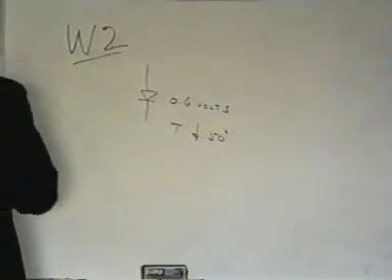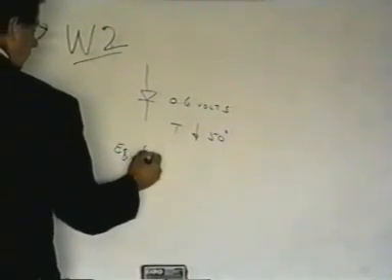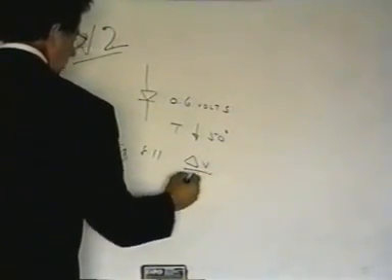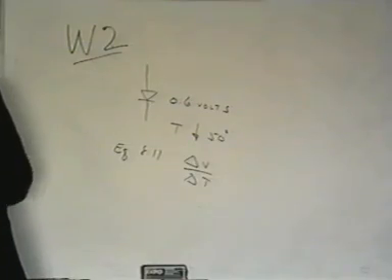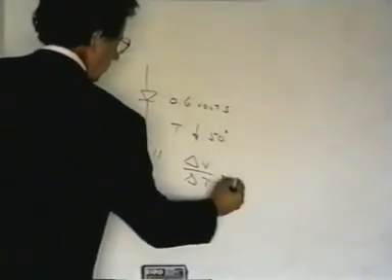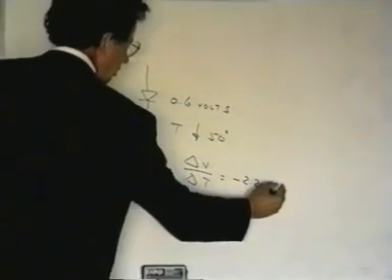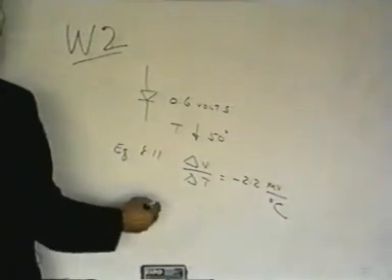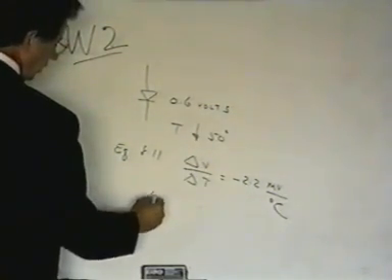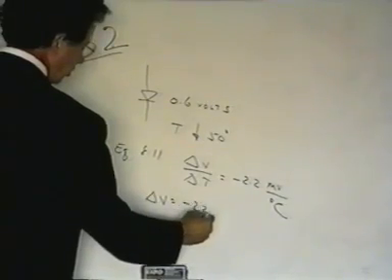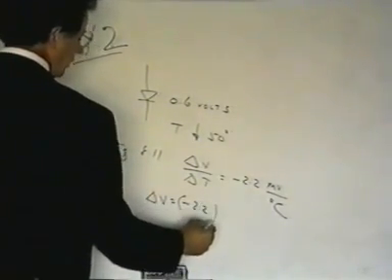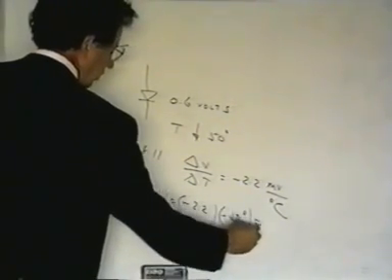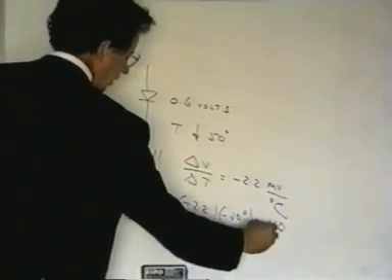Well, from equation 8.11, we know that the change in voltage with respect to temperature is approximately minus 2.2 millivolts per degree C. So if you're going to drop 50 degrees, then delta V will be equal to minus 2.2 millivolts per degree C multiplied by minus 50 degrees, which gives us 110 millivolts.